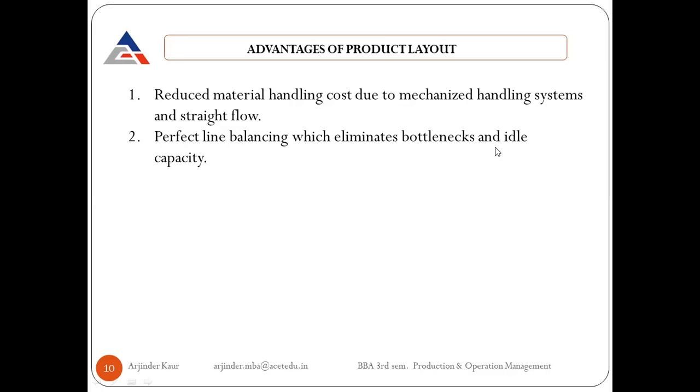and in between, the machinery may have to sit idle for some time. But in this kind of product layout, because machinery is arranged in a sequence, we could do the line balancing, which basically helps in eliminating all the bottlenecks.